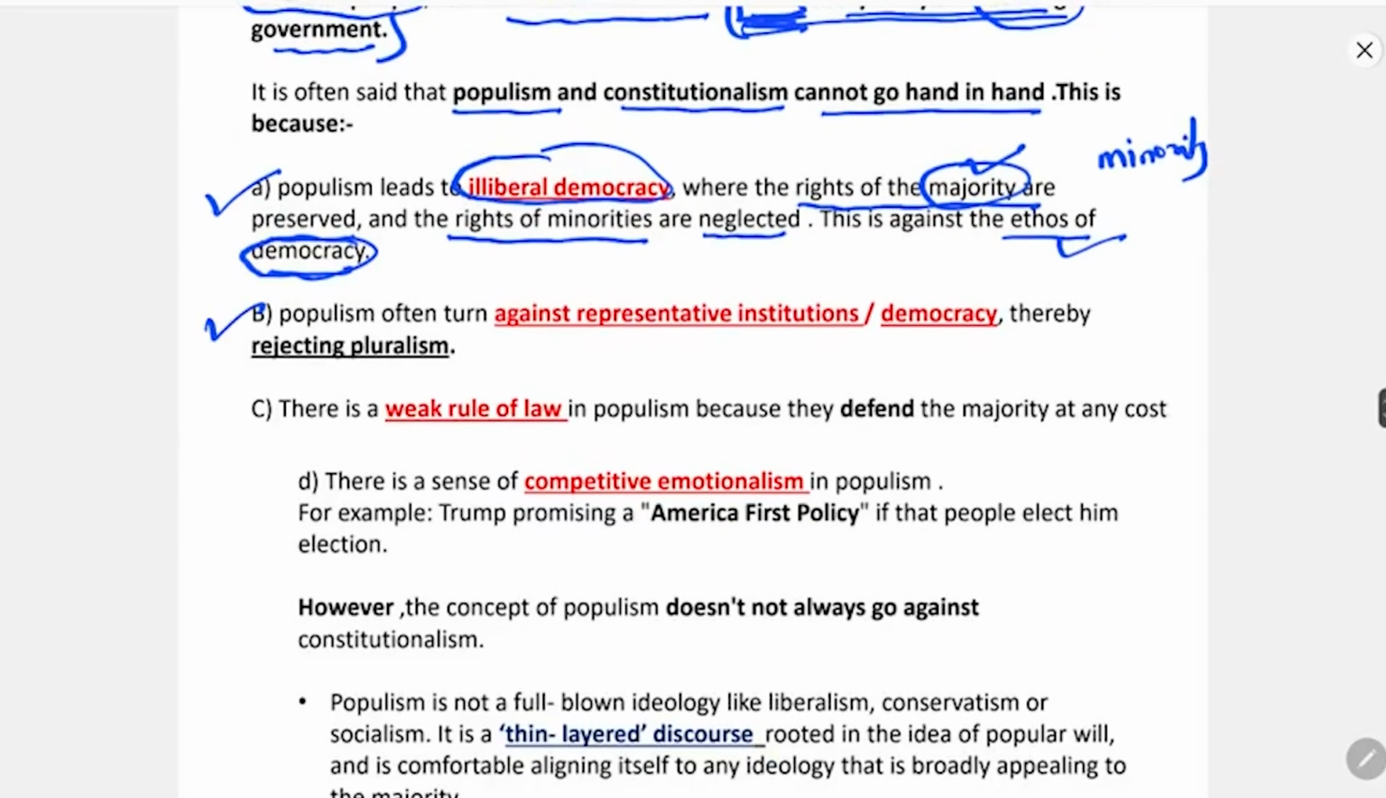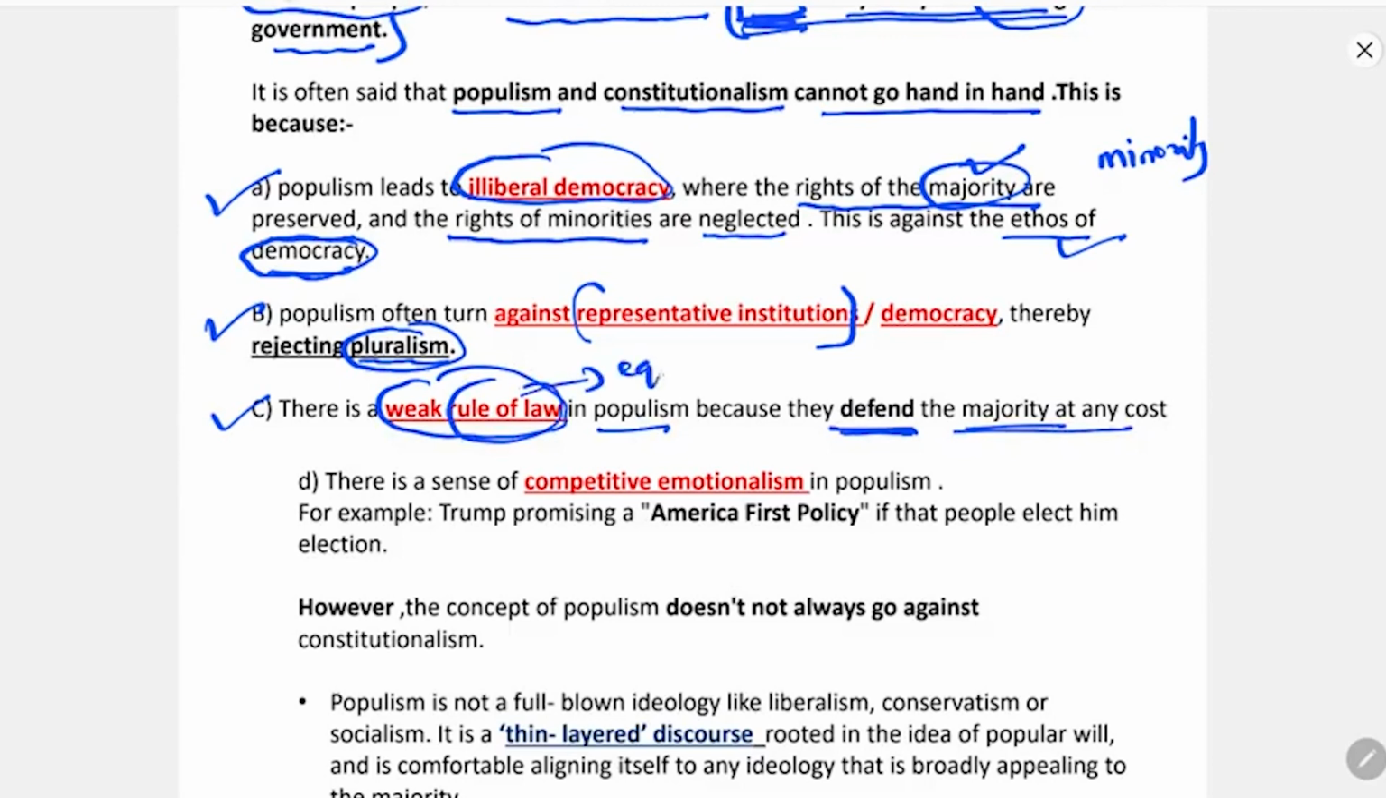Second, populism often turns against representative institutions, thereby rejecting pluralism. Same thing, because it is catering to one particular section, that is the majority, it may turn against the representative institutions which get elected. So in a way it rejects the concept of pluralism, because in pluralism each and every person has to be heard. Third, there is a weak rule of law in populism. Why? Because they always defend the majority at any cost. And in rule of law, everyone is equal in law. So in that rule of law concept, populism does not fit properly.